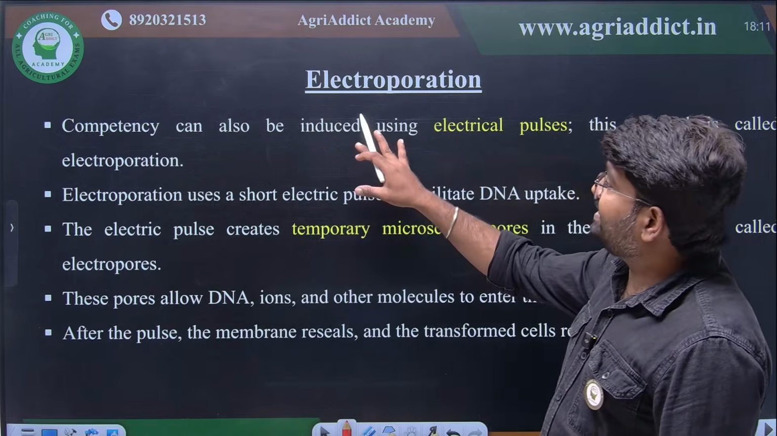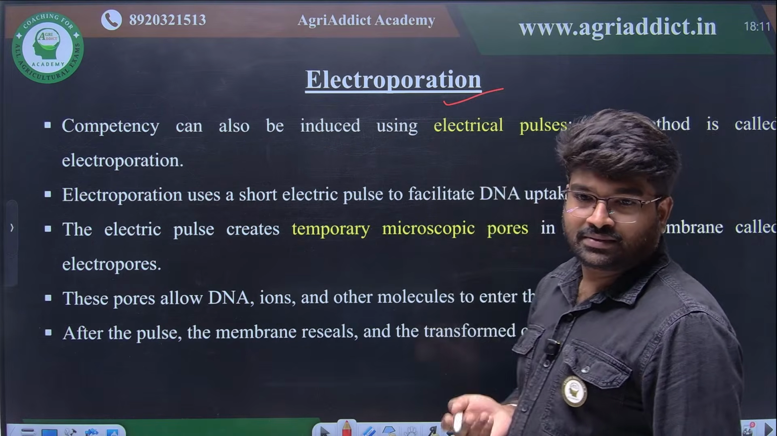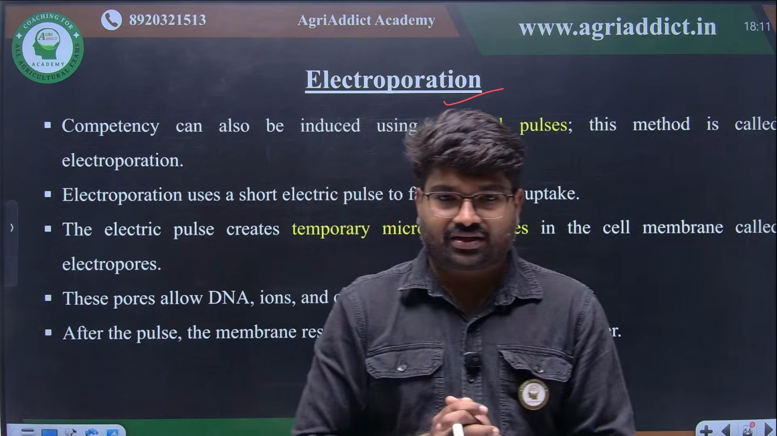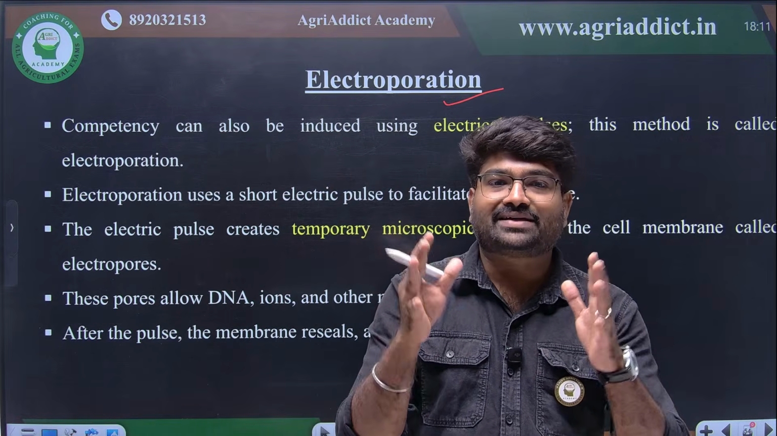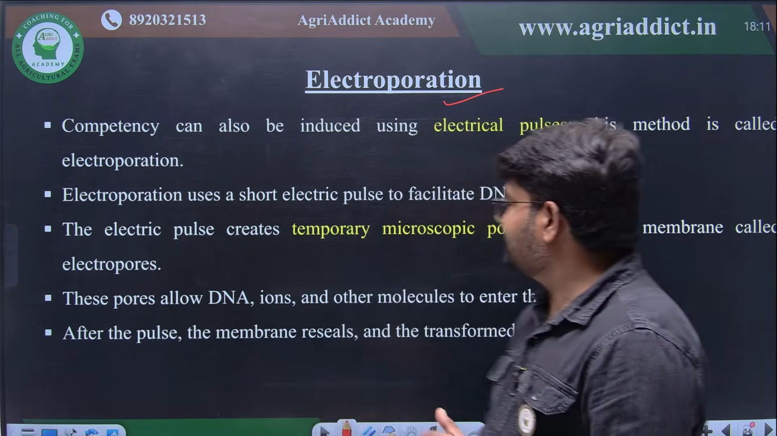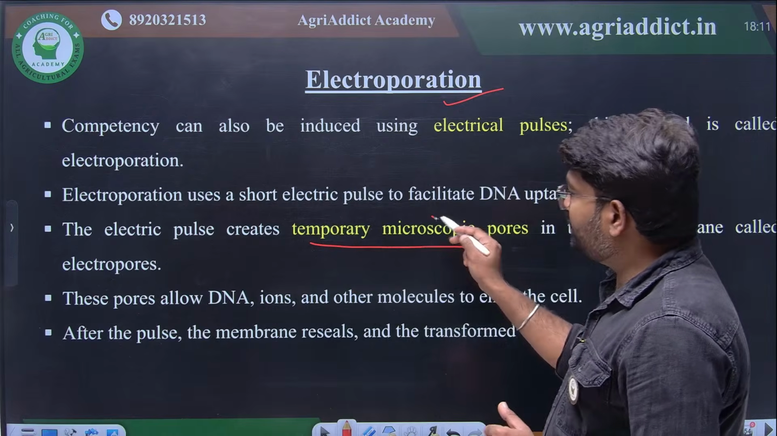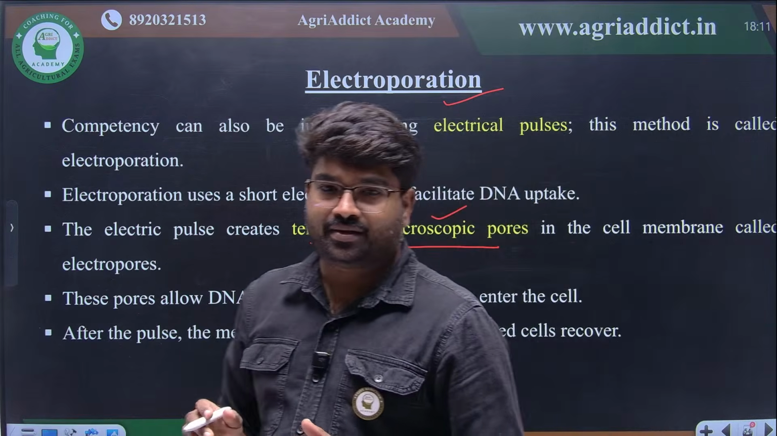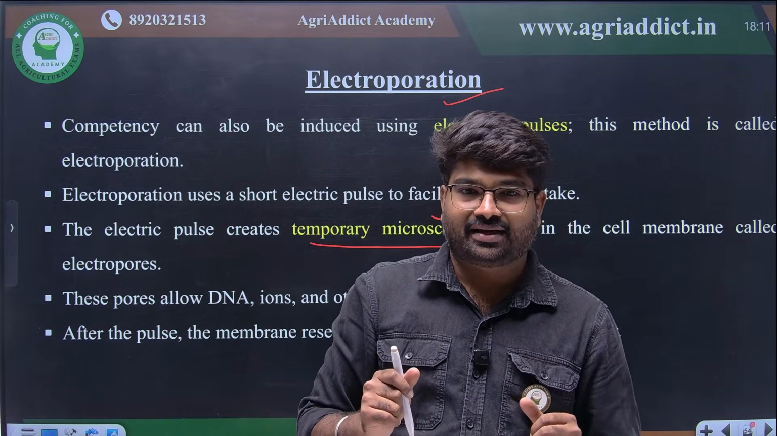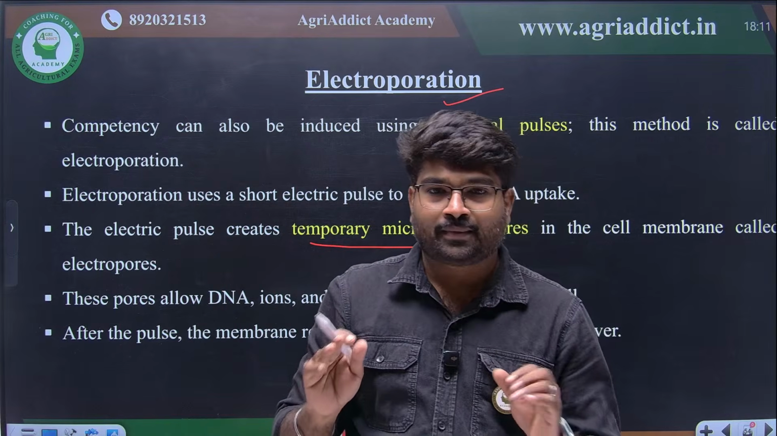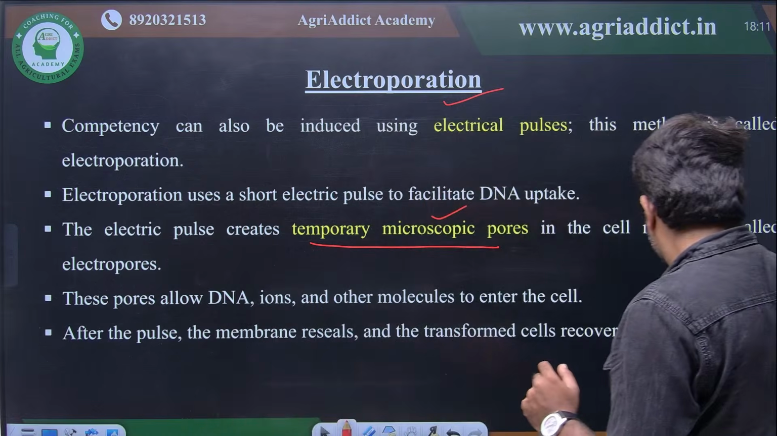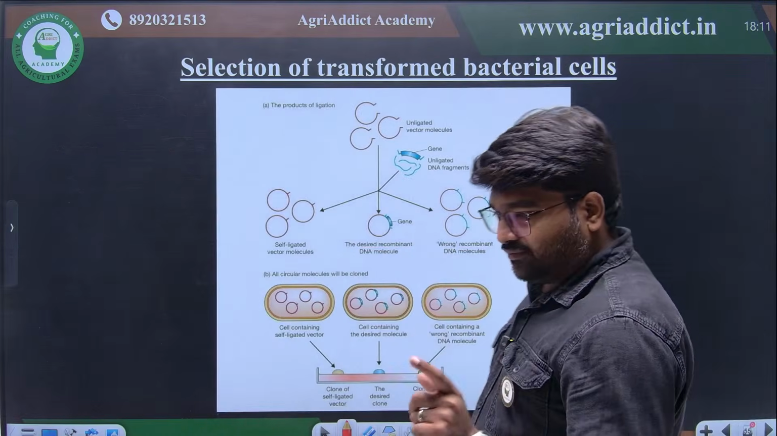Now, another technique is electroporation. Here, they will take the bacterium and treat it with heat shock, then give an electric pulse. Because of this electric pulse, temporary pores will be formed on the membrane of the bacterium. Through these pores, the DNA molecule will enter inside. Clear? This is just a simple thing. Electroporation and the chemical method, these are the two different methods.